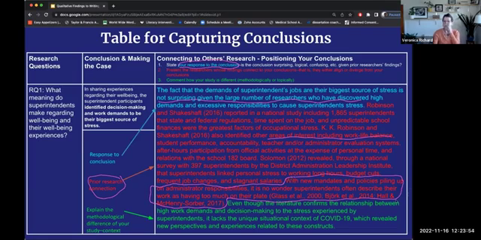With new mandates and policies piling up on administrator responsibility, it is no wonder superintendents often describe their work as having too much on their plate.